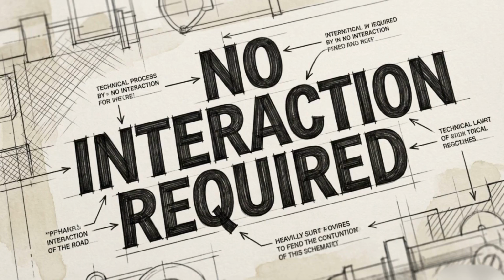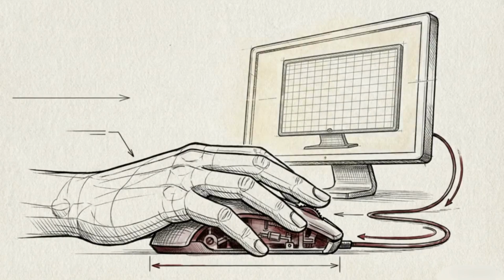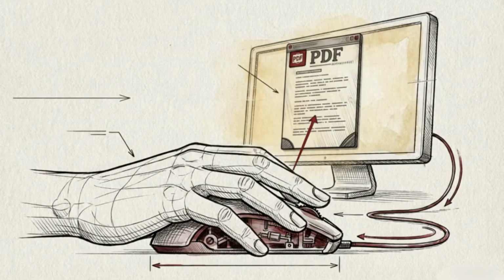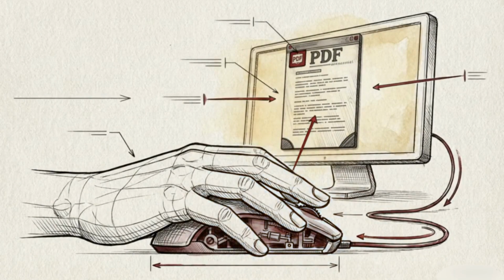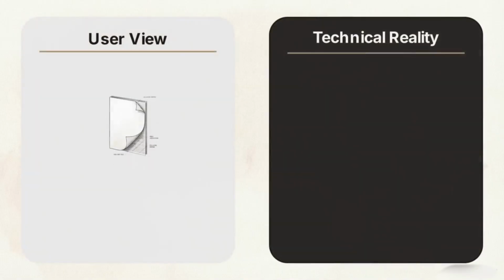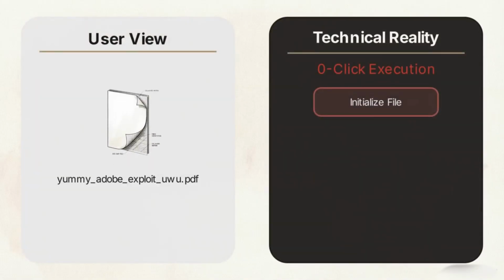yummy.adobe.exploit.uwu.pdf. This specific threat operates via zero-click execution. The victim does not need to click a link or manually enable macros. The exploit triggers the exact moment the document is opened. While the user sees a normal document loading, a hidden logic chain fires in the background.